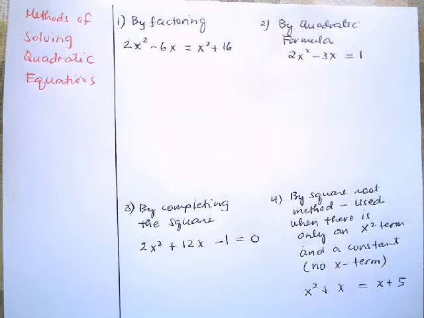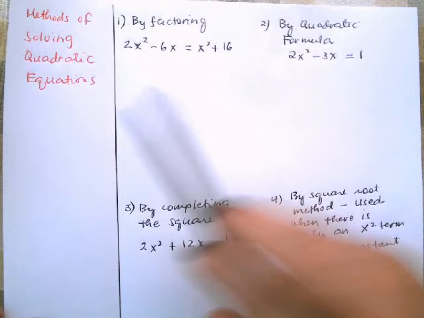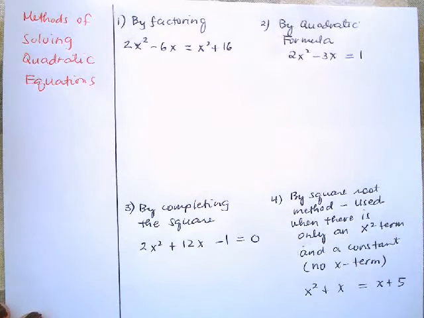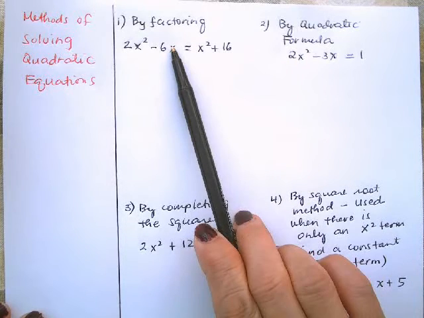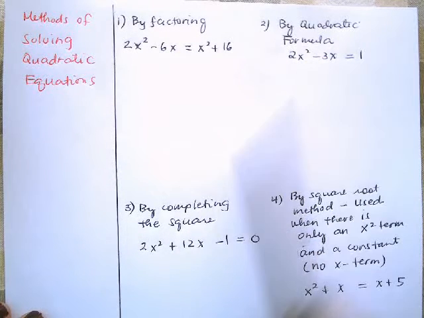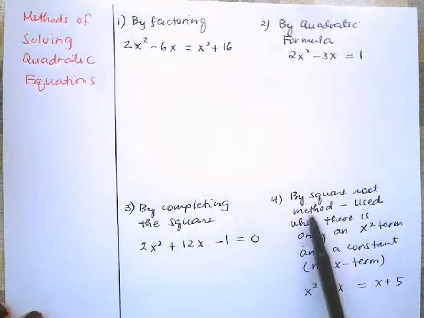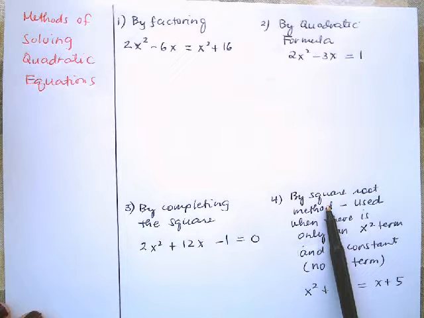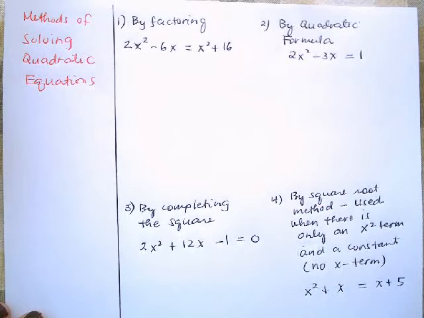In this lesson, we're going to summarize all the methods of solving quadratic equations. We have already studied 3 of them: by factoring, by quadratic formula, by completing the square. Now this is the last method, by square root method. So I'm just going to quickly summarize all of this. I'm going to solve these equations using the 3 different methods.